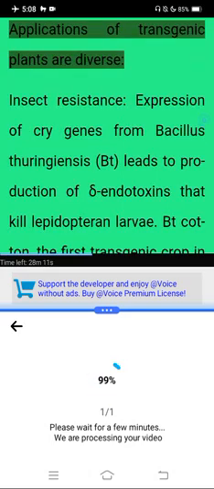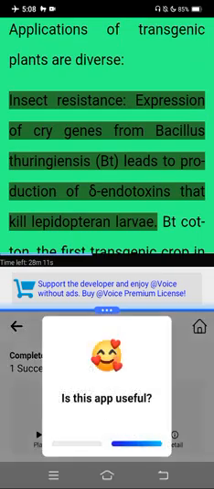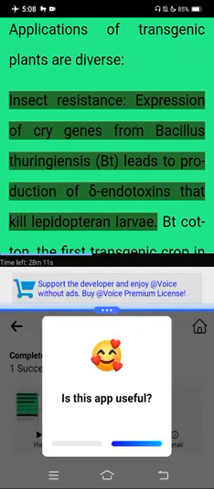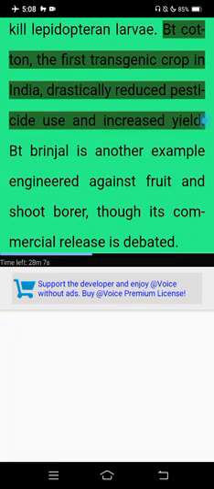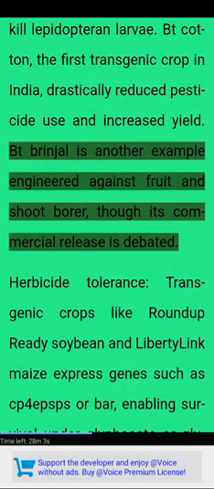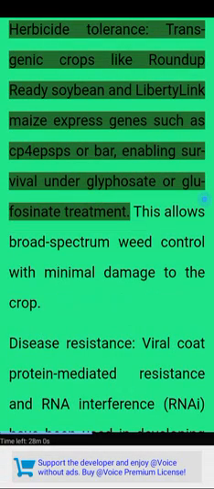Applications of transgenic plants are diverse. Insect resistance. Expression of cry genes from Bacillus thuringiensis (Bt) leads to production of delta endotoxins that kill Lepidopteran larvae. Bt cotton, the first transgenic crop in India, drastically reduced pesticide use and increased yield. Bt brinjal is another example engineered against fruit and shoot borer, though its commercial release is debated.